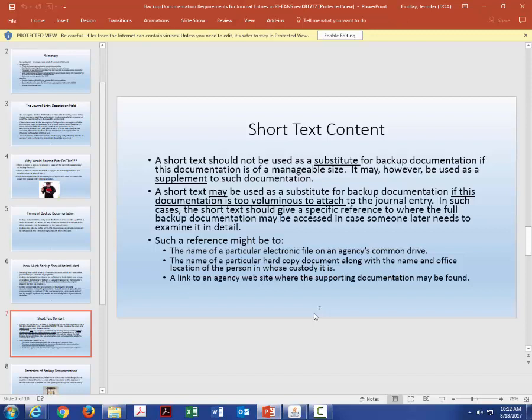The short text in such cases should reference where the full documentation may be accessed in case someone later needs to examine it in detail. Such a reference could be the name of a particular file on an agency's common drive, the name of a particular hard copy document, along with the name and office location of the person in whose custody it is, a link to an agency website where the supporting documentation may be found, etc. As mentioned earlier, it is no longer sufficient merely to indicate that the backup is on file at the agency.